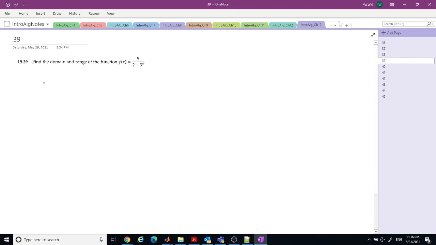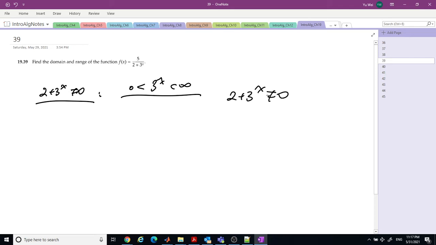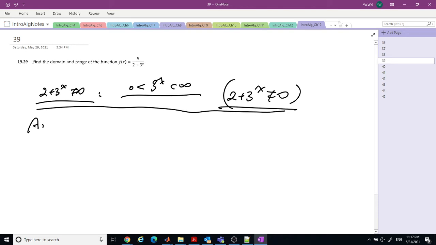So find the domain and the range of this function. Actually, the only thing we want for the domain is that the denominator cannot equal 0. You can see 3 to the x will be greater than 0 and less than infinity, so 2 plus 3 to the x will never equal 0. So you can take any x, it's okay.